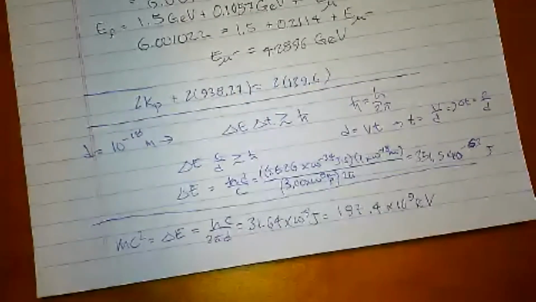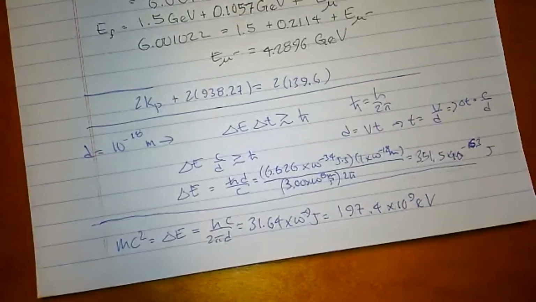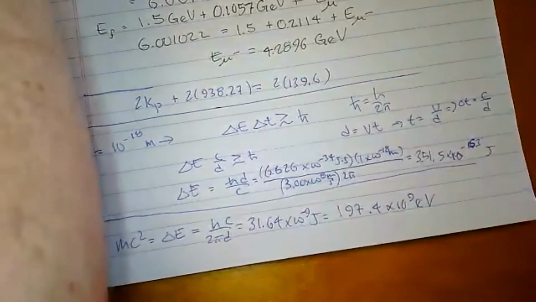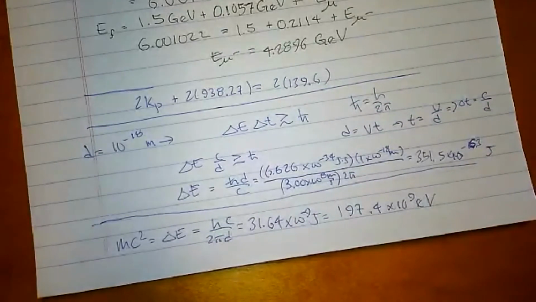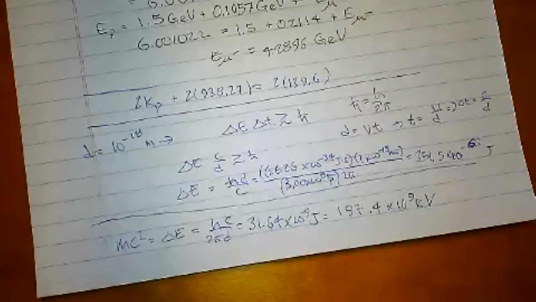Okay. So yeah, in my Hammond and Holland, I was actually right with the Heisenberg uncertainty principle. I just did the algebra wrong.